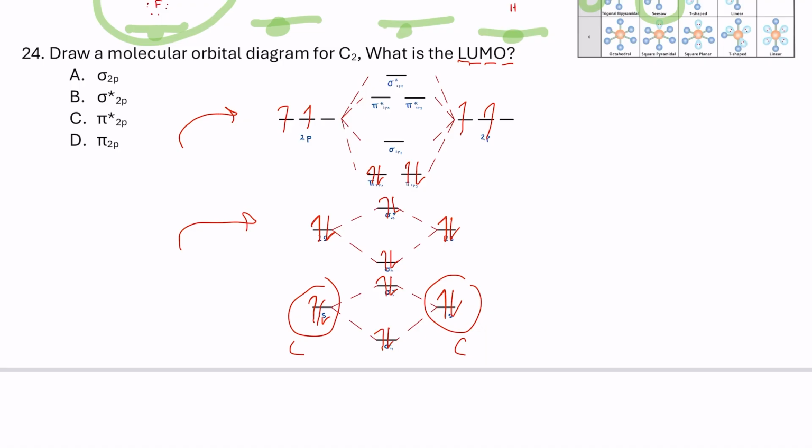Now, the ultimate question is to figure out what is the lowest unoccupied molecular orbital. So this is the molecular orbital that is next in energy above the highest occupied molecular orbital. For dicarbon, that is going to be the sigma 2p bonding orbital. So the correct answer here is going to be answer choice A.